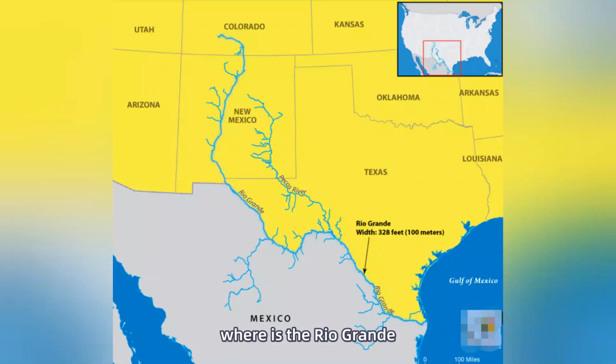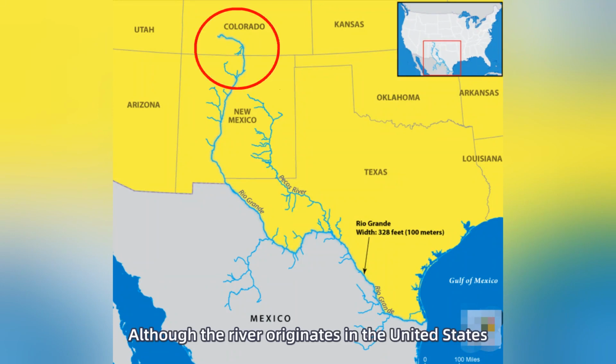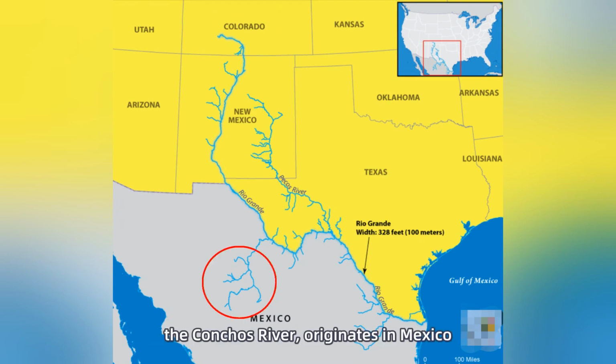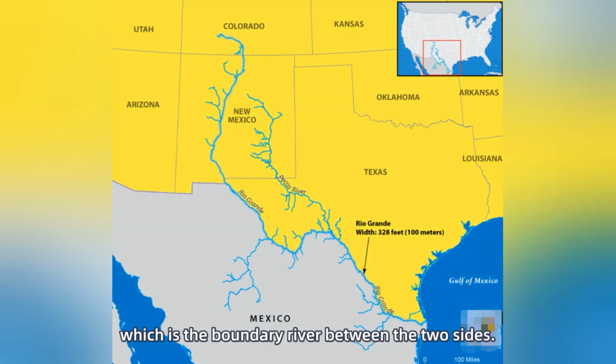Where is the Rio Grande? At the junction of New Mexico and Texas with Chihuahua and other states in northern Mexico. Although the river originates in the United States, the largest tributary in the middle reaches, the Conchos River, originates in Mexico. The downstream reaches are as long as 2018 kilometers, which is the boundary river between the two sides.